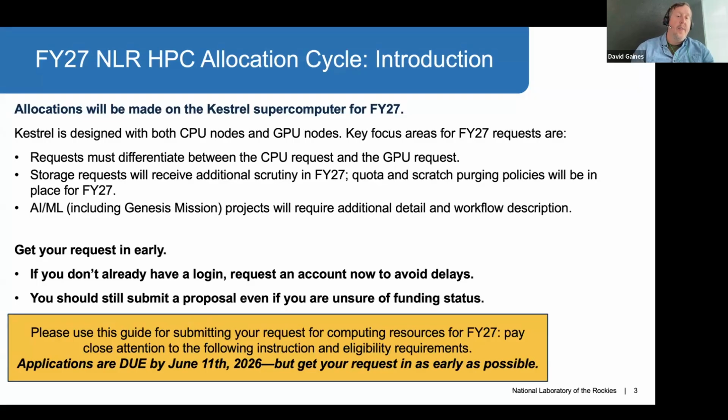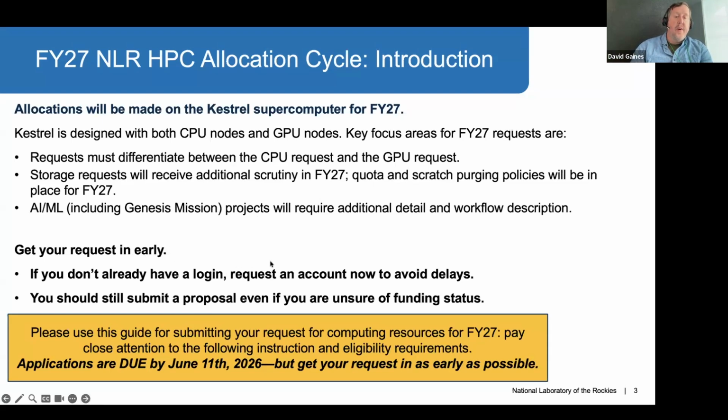The final bullet point for key focus areas is this AI/ML request that projects provide additional detail and workflow description. That includes Genesis Mission projects. And we'll have some additional details on what we really want in some of the later slides.